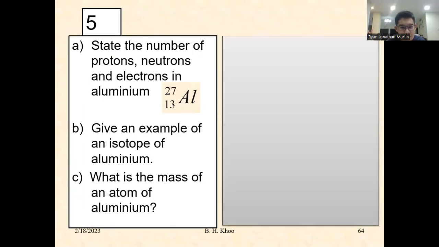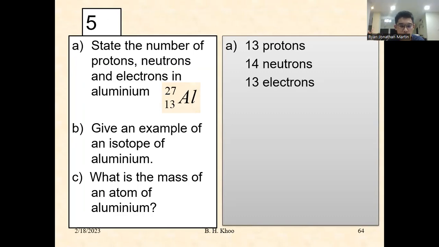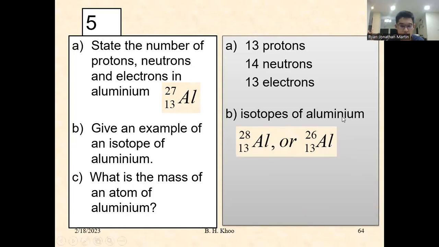State the number of protons, neutrons and electrons in aluminium. 13 protons, 13 electrons, 14 neutrons. Good. Give an isotope of aluminium. Aluminium-27 is given already, so give another example. Aluminium-28. It can be 28, 26; 13 must always be there.